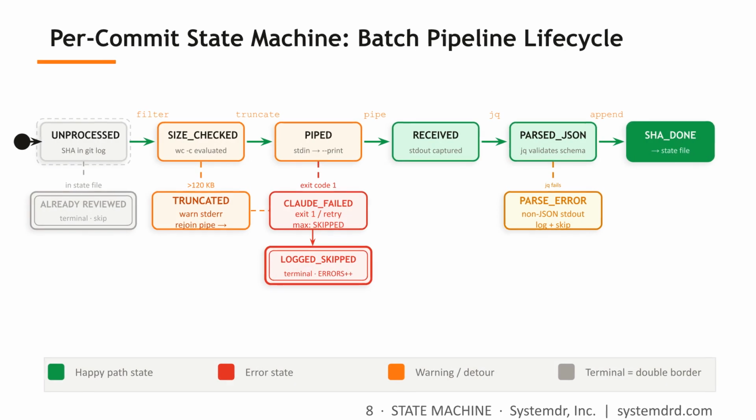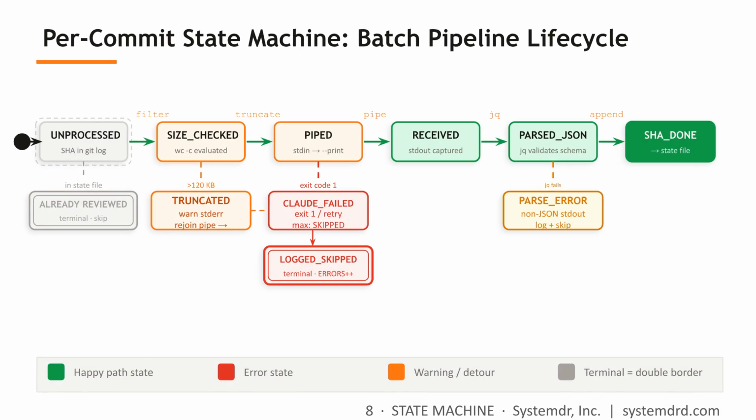This diagram shows exactly where each commit goes when it enters the batch review pipeline. Read the happy path left to right. Unprocessed. This is every commit SHA returned by git log that isn't already in the .claude_reviewed file. Size checked. The character count is measured. If it's over 120 kilobytes, the commit detours to truncated, a warning goes to stderr, and the truncated diff rejoins the pipeline at the piped state. This is a detour, not an error.